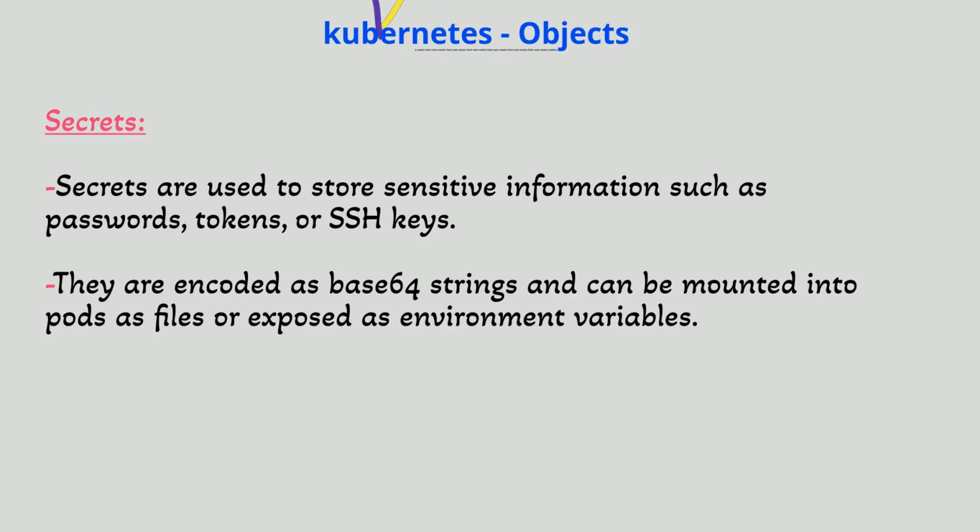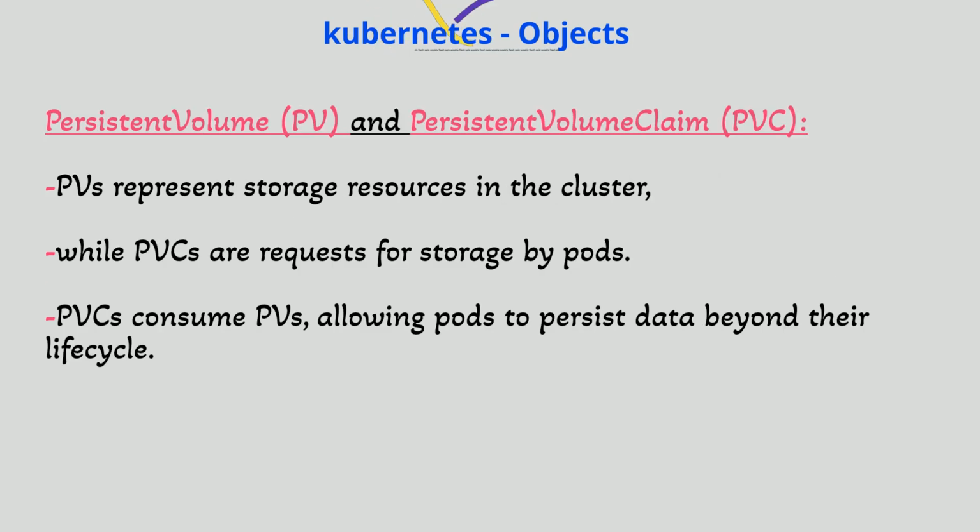Secrets. Secrets are used to store sensitive information such as passwords, tokens, or SSH keys. They are encoded as base64 strings and can be mounted into pods as files or exposed as environment variables.